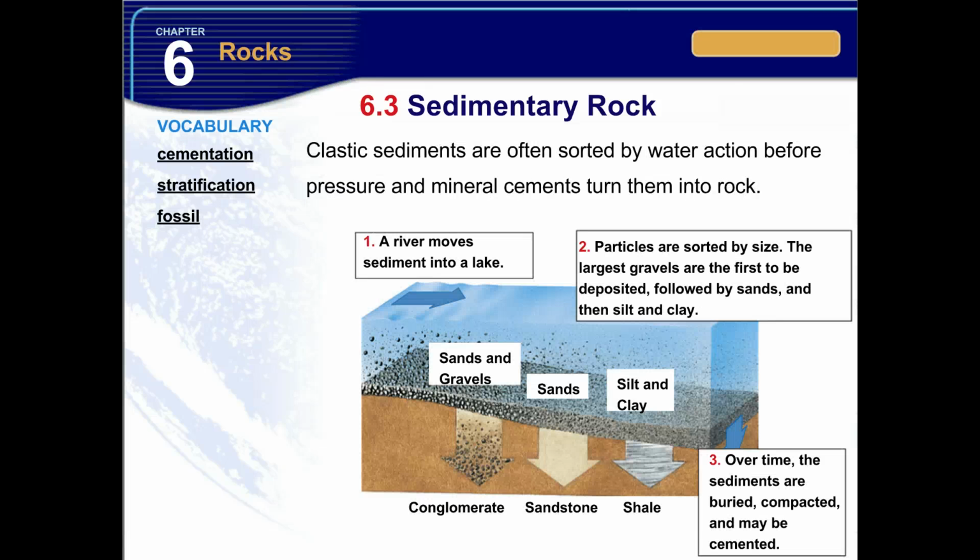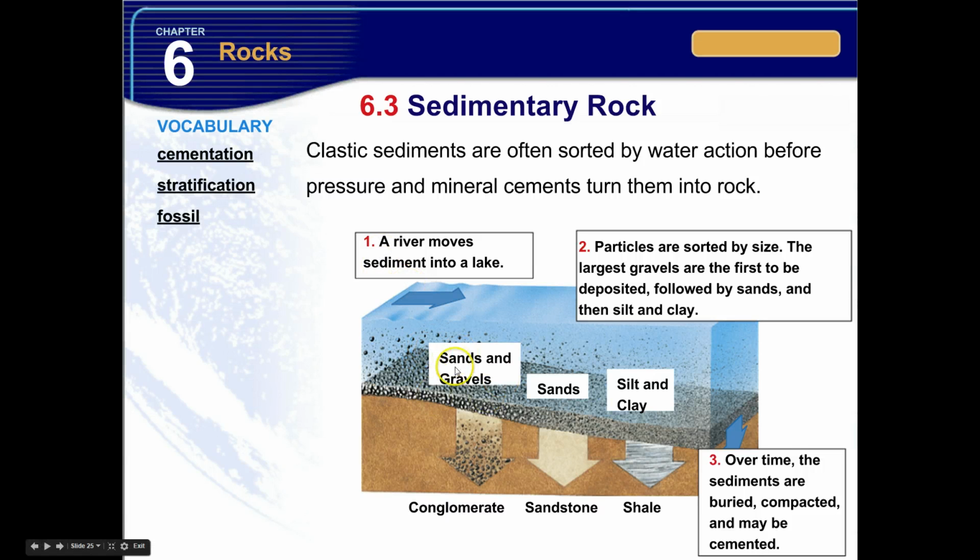Now clastic sediments are often sorted by water action before pressure and mineral cements turn them into the rock. So in this example, we have a three-step process. First, a river moves sediments into a lake. The weathering and erosion takes place around it. Those sediments are put into the lake. A river then is the transport into that lake.